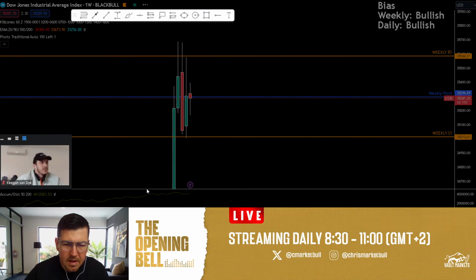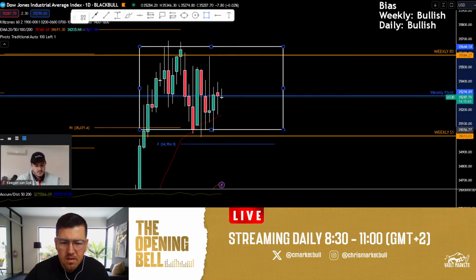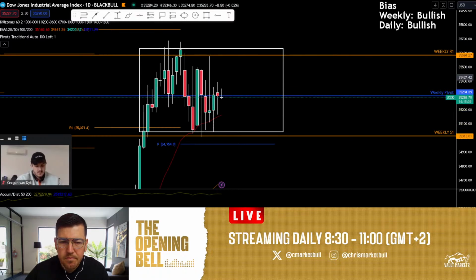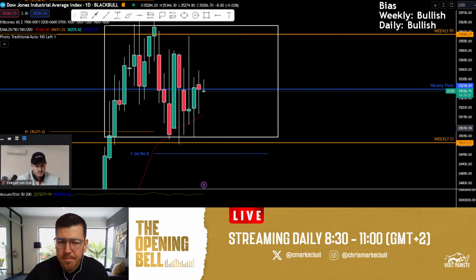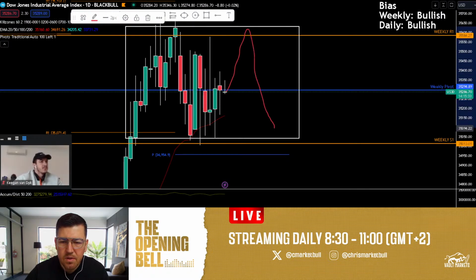US30 weekly bias is bullish. We still have that wick to fill. Unfortunate thing is we are in this range. This is a weekly range that we've got, and it can be really, really tough trading within this range, because we can trade for weeks within this range.